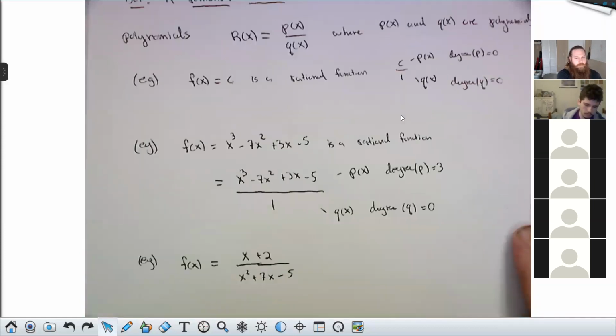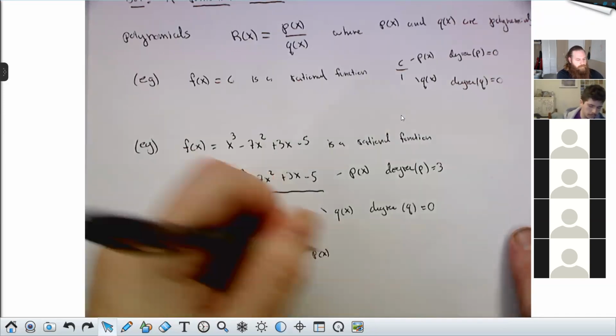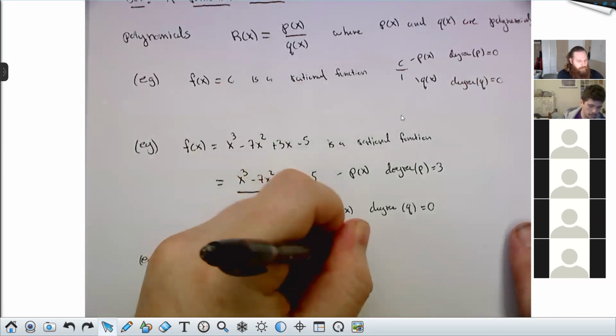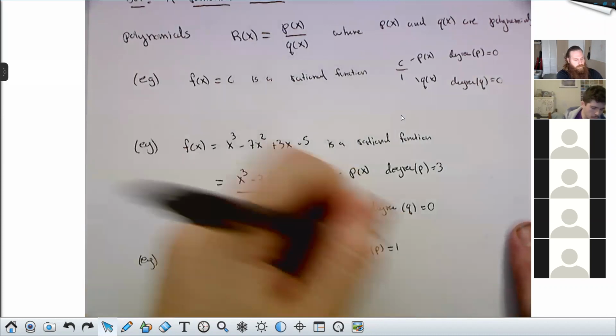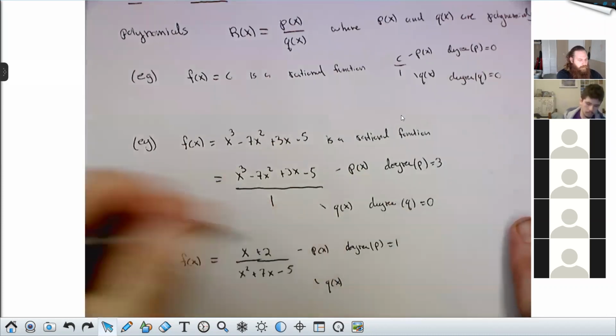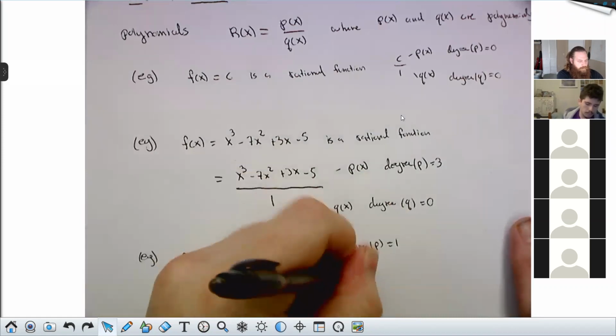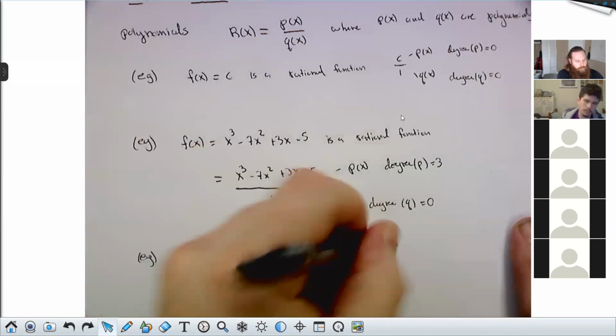Right, like this is also a rational function. P of x here is x plus 2. The degree of P of x here is 1. Q of x, the denominator, is x squared plus 7x minus 5. The degree of Q is 2.